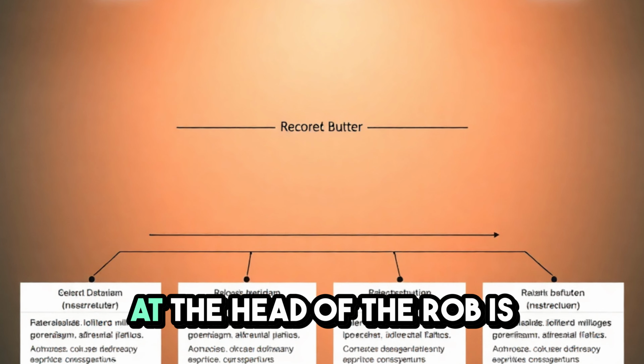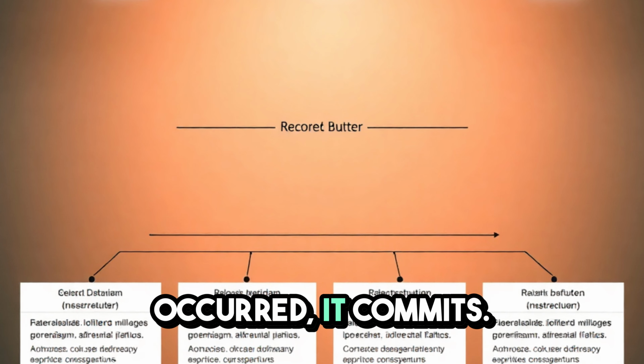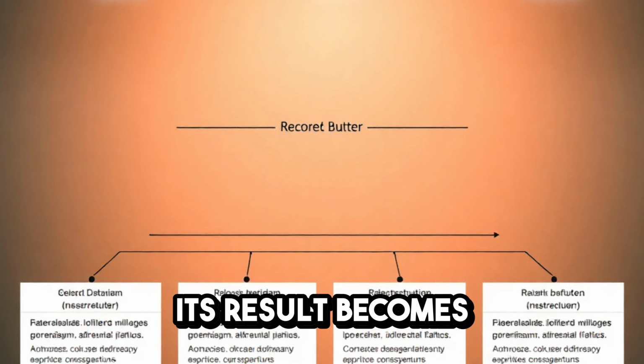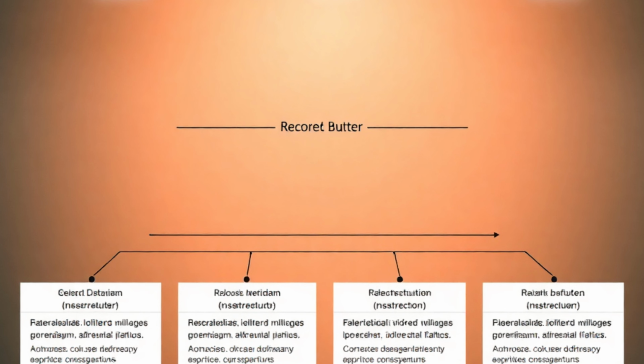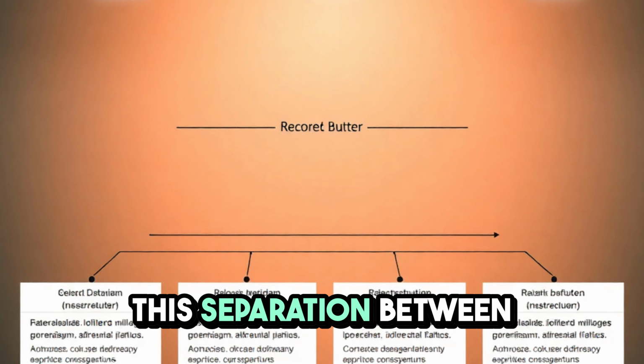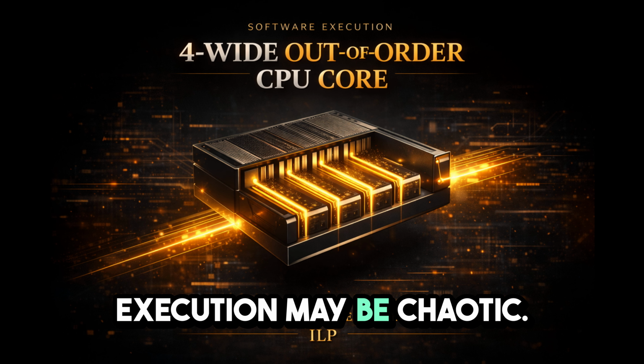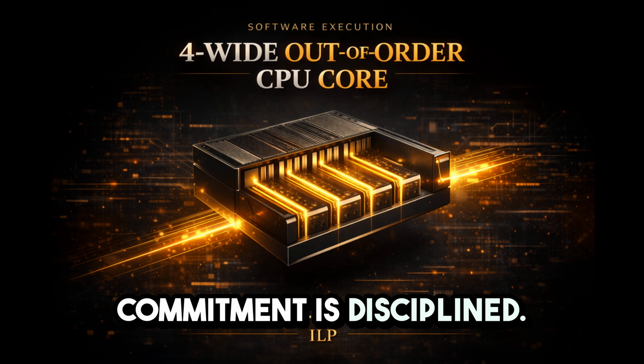When the instruction at the head of the ROB is complete and no exceptions occurred, it commits. Its result becomes architecturally visible. Then the ROB advances. This separation between execution and commitment is critical. Execution may be chaotic. Commitment is disciplined.